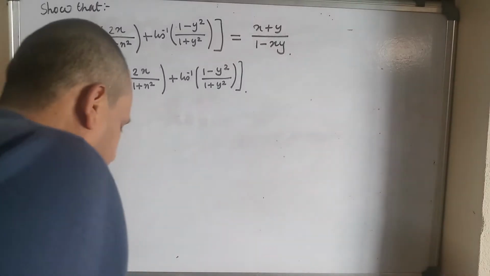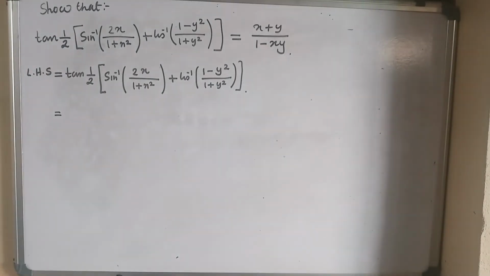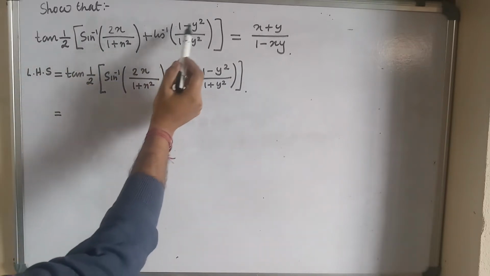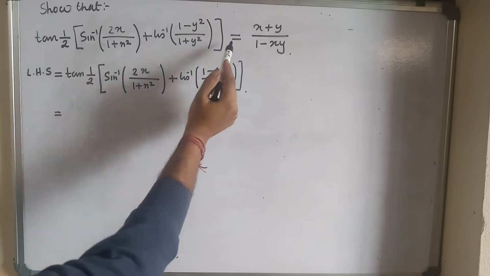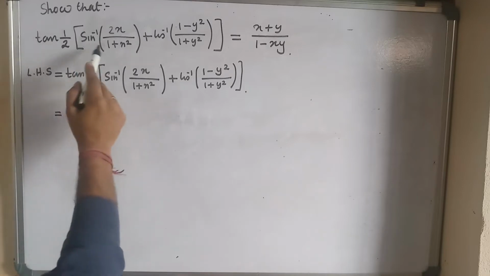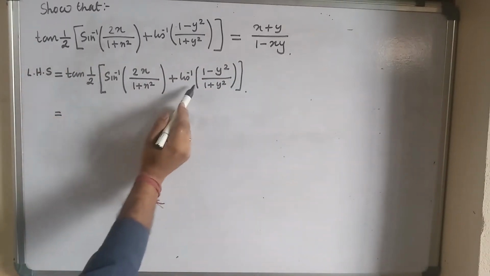Now we are continuing with inverse trigonometric functions. It is given that tan of half of sine inverse 2x over 1 plus x square plus cos inverse 1 minus y square over 1 plus y square is equal to x plus y over 1 minus xy. To prove this identity, we can take the left hand side.